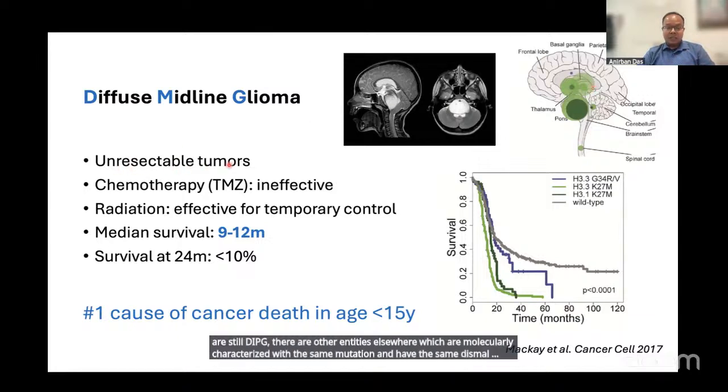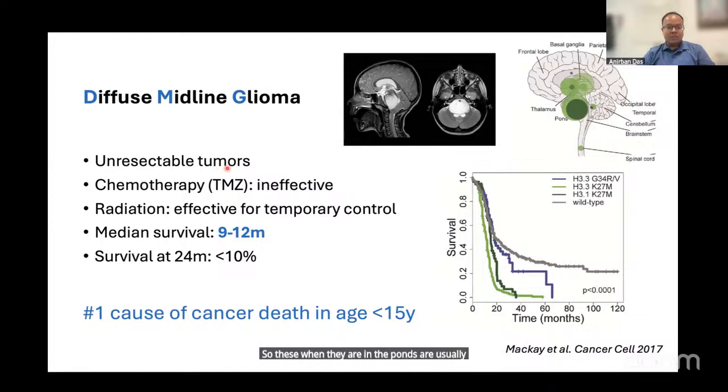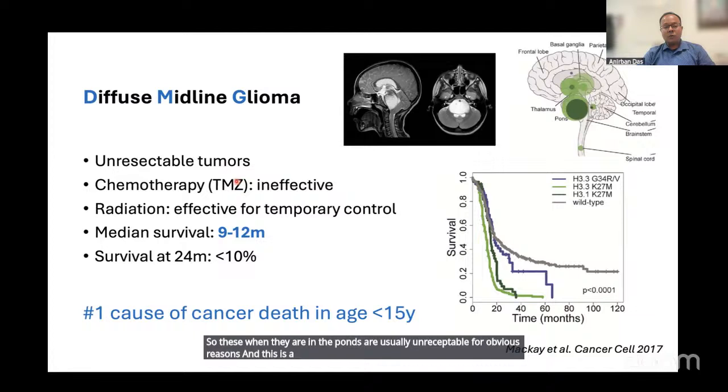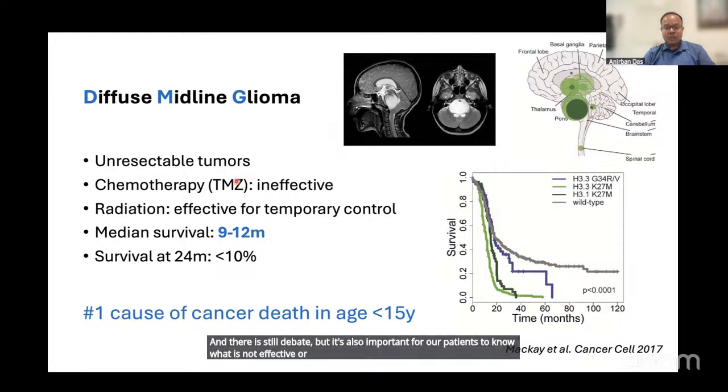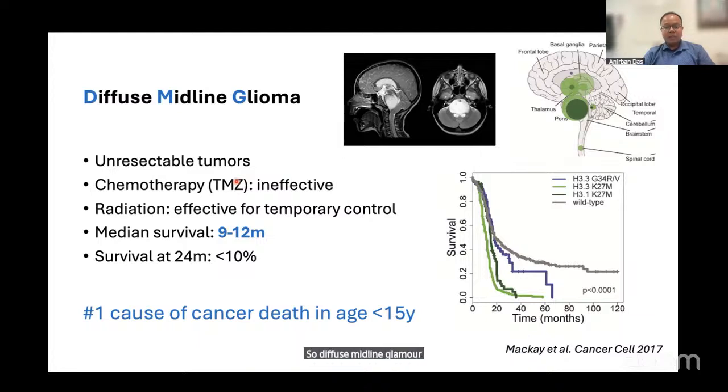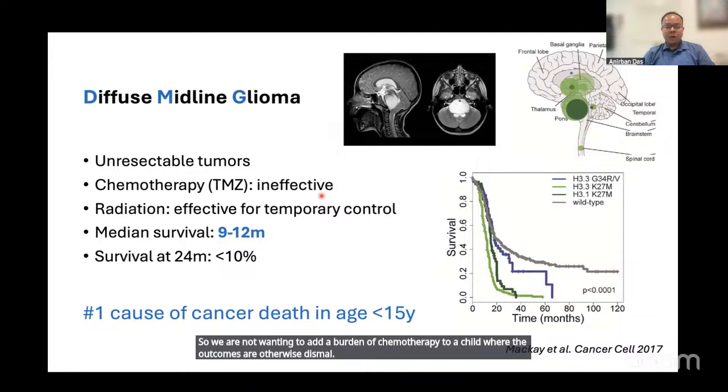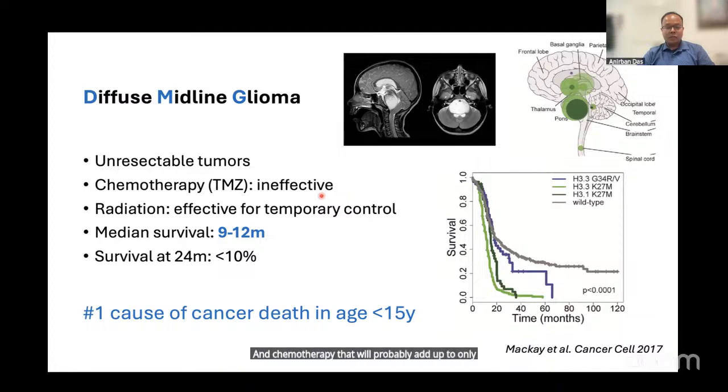So these, when they are in the pons, are usually unresectable for obvious reasons. And this is a subset where more and more there is data to suggest that chemotherapy really doesn't work. And there is still debate, but it's also important for our patients to know what is not effective or what is not useful, so that we maintain their quality of life and don't add side effects for a drug which is not effective. So in diffuse midline glioma, if they have the K27M mutation, probably temozolomide is not effective. So we do not want to add the burden of chemotherapy to a child where the outcomes are otherwise dismal, and chemotherapy will probably add only side effects without any improvement.